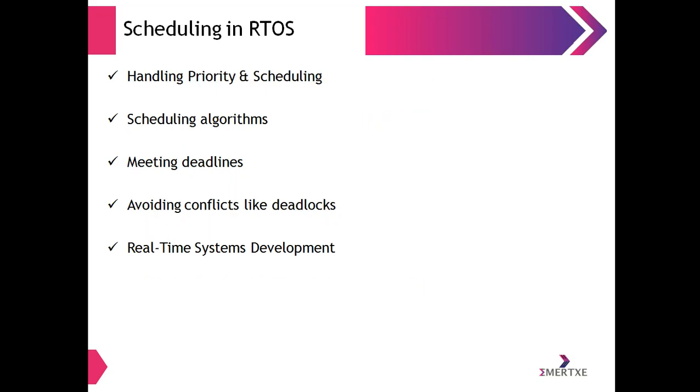So let's go to the next one. The next one is scheduling in an RTS. In case of scheduling in a real-time operating system, what we basically use are handling priority, scheduling algorithms, meeting deadlines, avoiding conflicts like deadlocks, and real-time system development. So in scheduling an RTS, handling priority, scheduling algorithm, meeting deadlines, avoiding conflicts like deadlocks, and real-time system development are also being used.